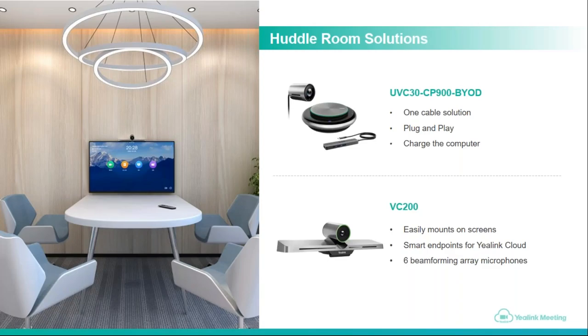For huddle rooms, we have two solutions. If users are bringing their own device, the UEC30 CP900 BYOD kit will allow users to protect their content stored locally, as well as participate in the web conference from their own computer, improving the audio and video quality of the Yealink meeting. We also have the all-in-one VC200 solution, which can simply be mounted above the TV screen. The VC200 is built with a 103-degree wide-angle camera and a 6-mic microphone array. And we are specially announcing a VC200 Cloud Edition to work with Yealink Cloud at a very competitive cost.